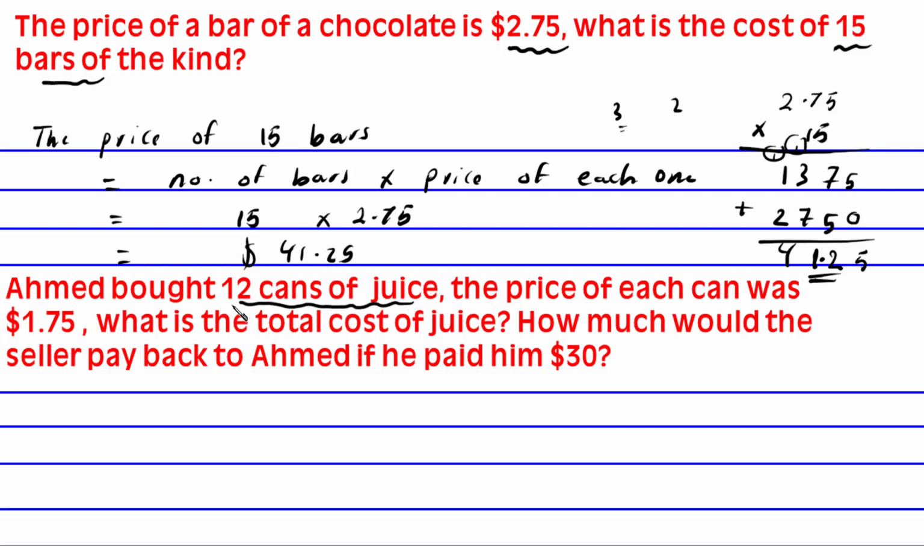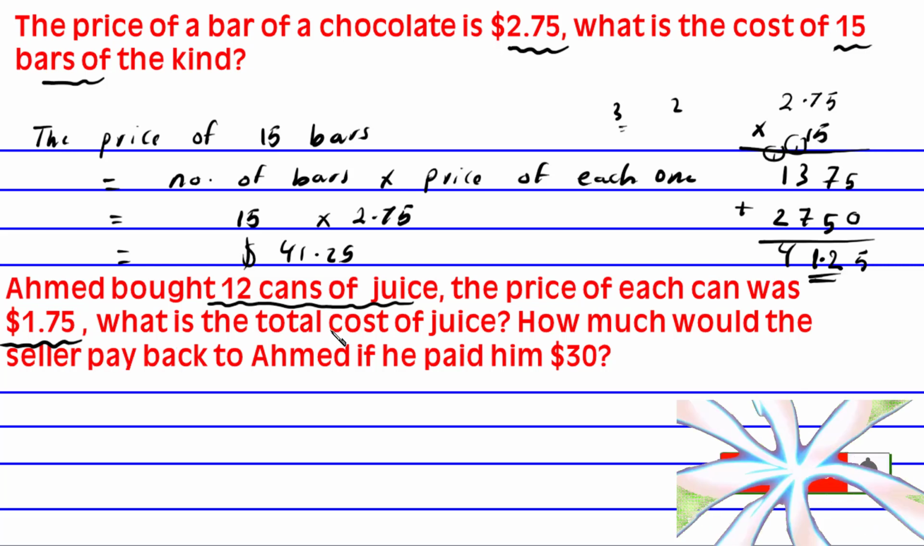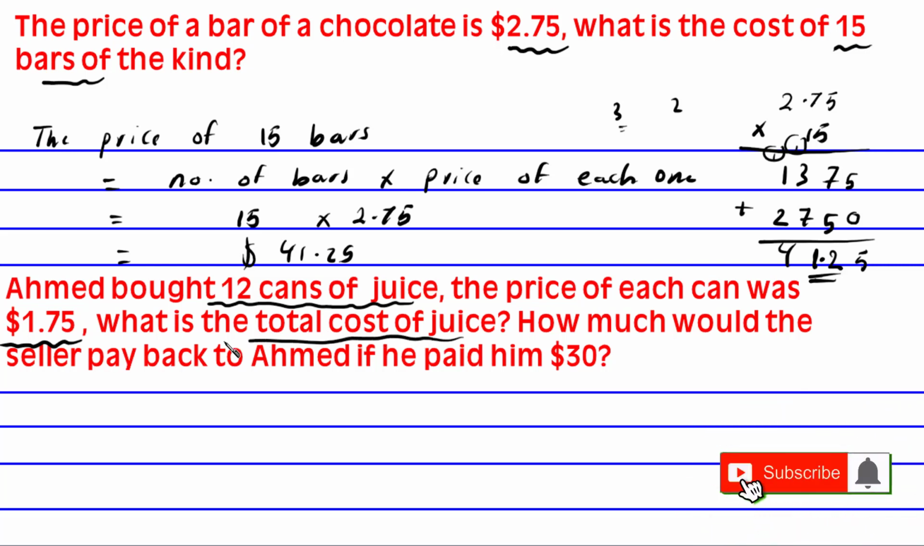Number 2, he said Ahmed bought 12 cans of juice. How many cans? It will be 12. The price of each one can was what? $1.75. He said, what is the total cost of juice? The same as we studied before in problem 1. To find the total cost, multiply number of cans by the price of each one. We will here write the total cost.